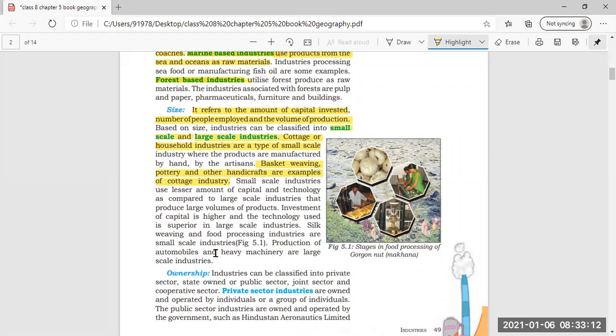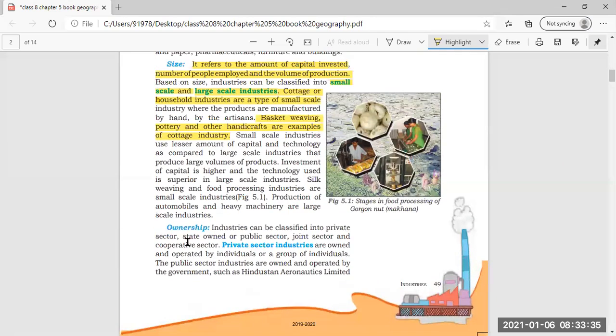Silk weaving and food processing industries are small scale industries. Food processing, I already explained what the food processing industries are, and jam and jelly making and all are concerned with the small scale industries. Then production of automobiles and heavy machinery are large scale industries.